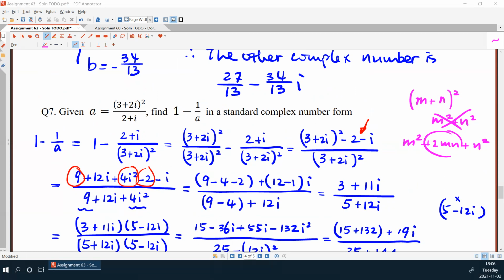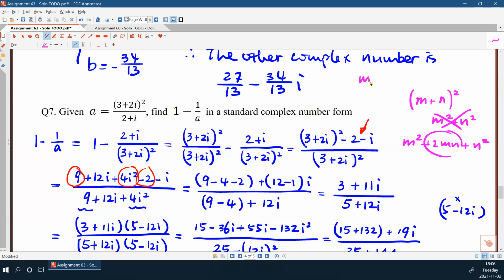Okay, so next time, please be careful with formula. And the other one is m squared minus n squared, right? The other one states that m squared minus n squared is m plus n times m minus n. So be careful with these two formulas. If you cannot use them correctly, you will get the wrong result. Okay?